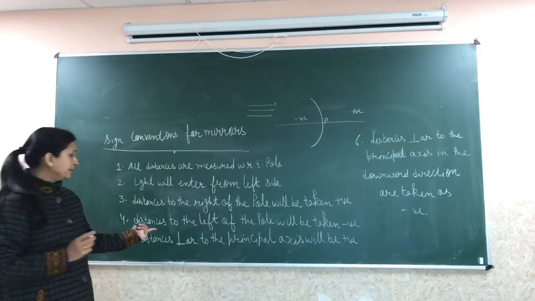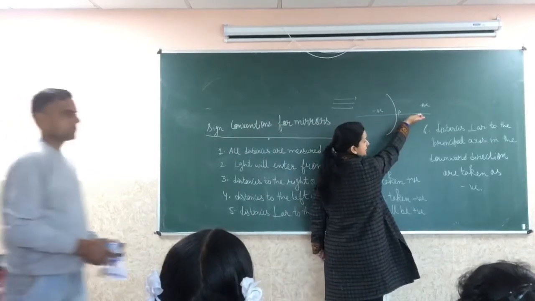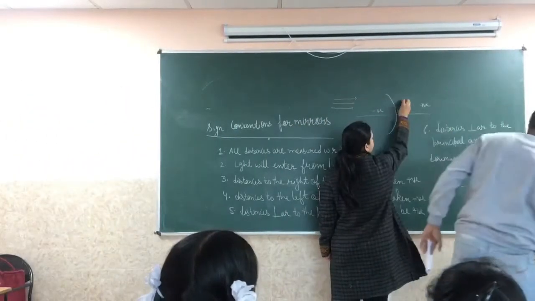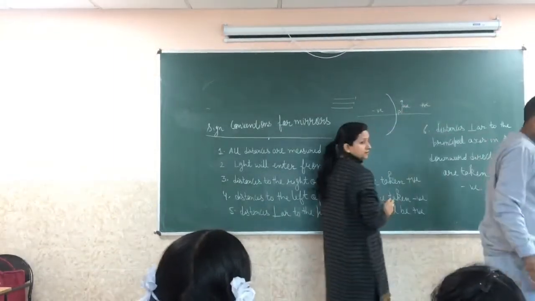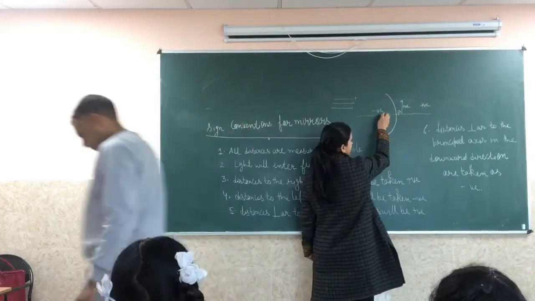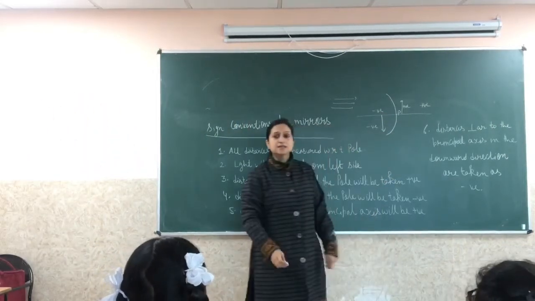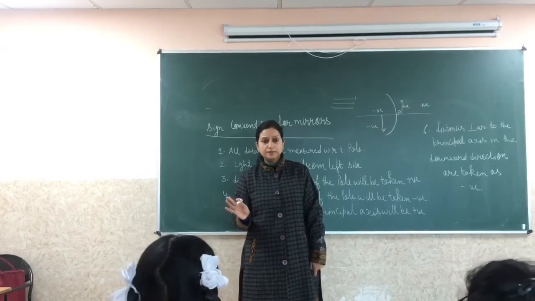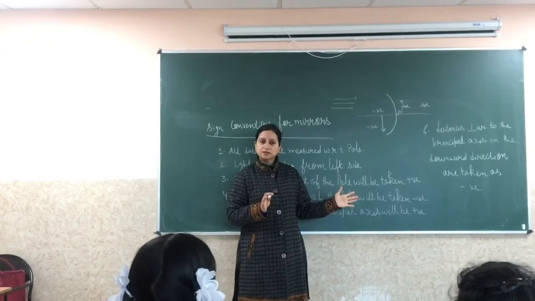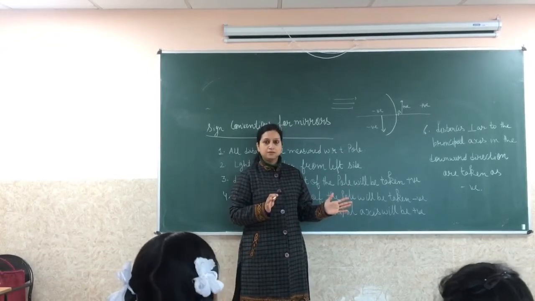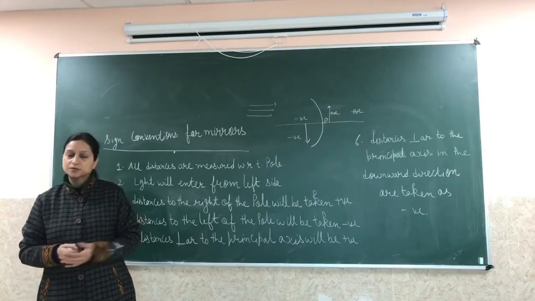Distances perpendicular to the principal axis will be taken as positive. So this is your principal axis. The distances which are perpendicular to the principal axis in the upward direction will be positive. The distances which are perpendicular to the principal axis in the downward direction will be taken as negative. Is that clear to everybody? So these are your various sign conventions. Any questions? You're noting down? Okay.